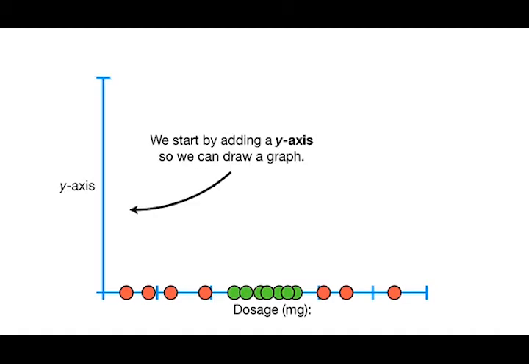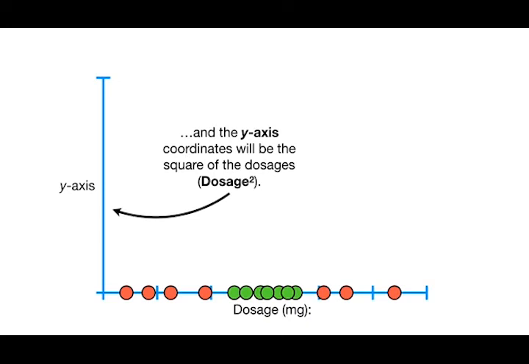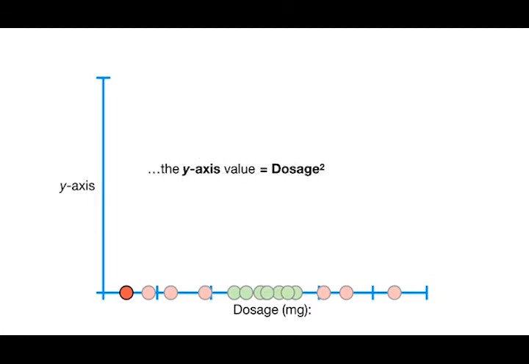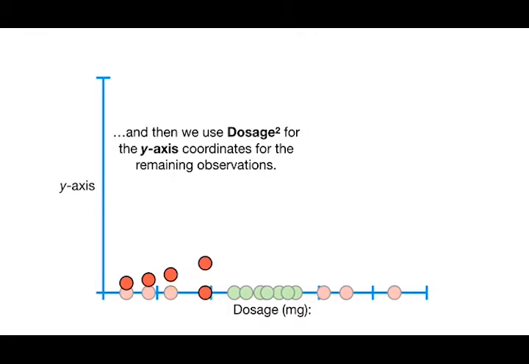We start by adding a y-axis so we can draw a graph. The x-axis coordinates in this graph will be the dosages that we have already observed. And the y-axis coordinates will be the square of the dosages. So, for this observation, with dosage equals 0.5 on the x-axis, the y-axis value equals dosage squared, which equals 0.5 squared, which equals 0.25. Now we use dosage squared for this y-axis coordinate, and then we use dosage squared for the y-axis coordinates for the remaining observations.